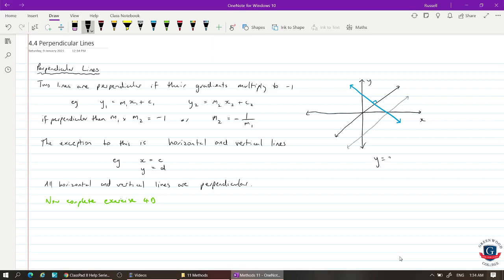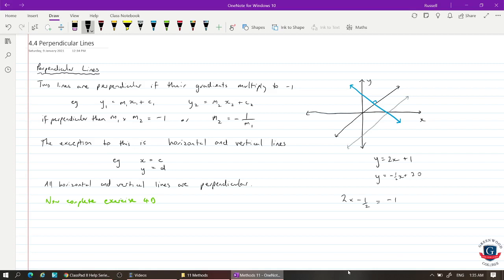If we had y equals 2x plus 1, any perpendicular to that would have a gradient of -1/2. So for instance, in this case here, that might be y equals -1/2 x plus 20. And this gradient times that gradient, 2 times -1/2, will equal -1. And that's all this part up here says.